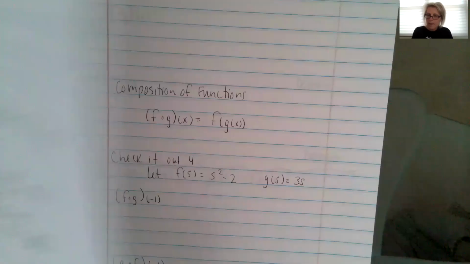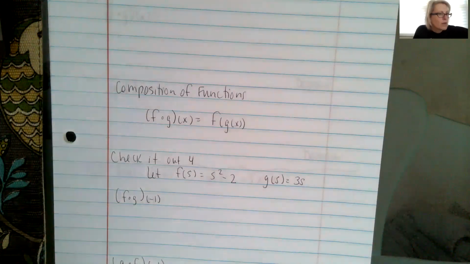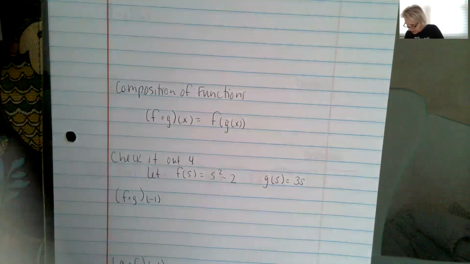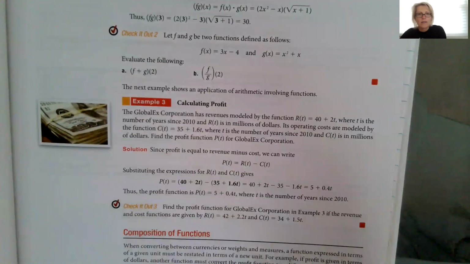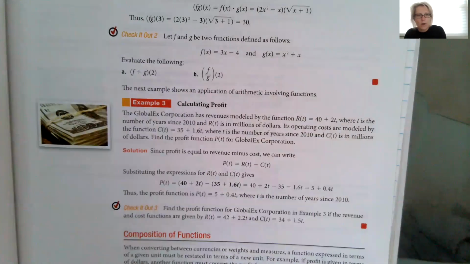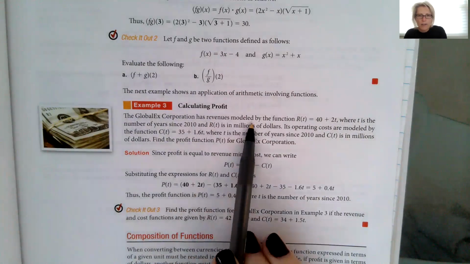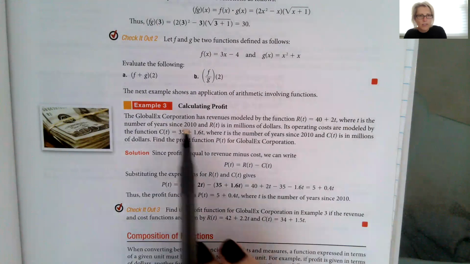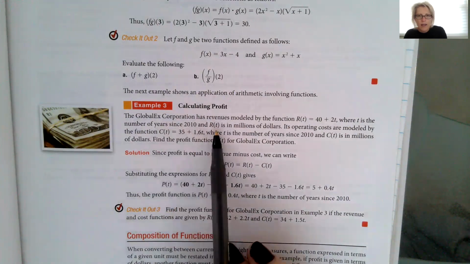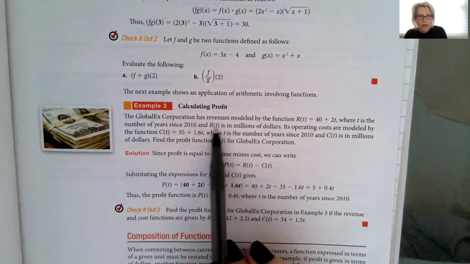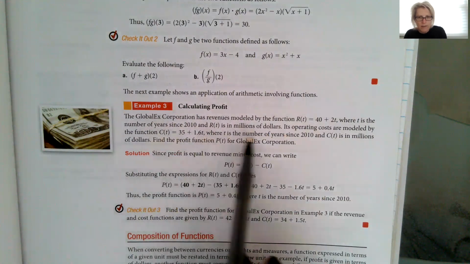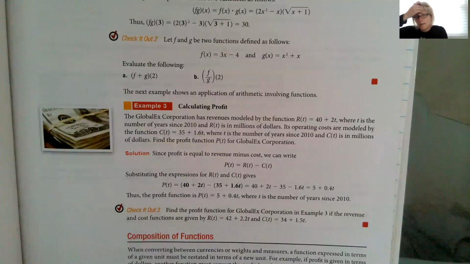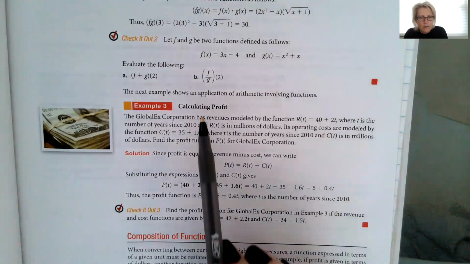The other one I wanted to do was check it out 3. Check it out 3 is on page 157, and it's all about this problem in example 3. It says the Global X Corporation has revenues modeled by the revenue function here, where t is in years since 2010, and the function is in millions of dollars. Its operating costs are modeled by this function here, where t is the number of years since 2010, and C is in millions of dollars. So they're both in millions and t is in years in both.